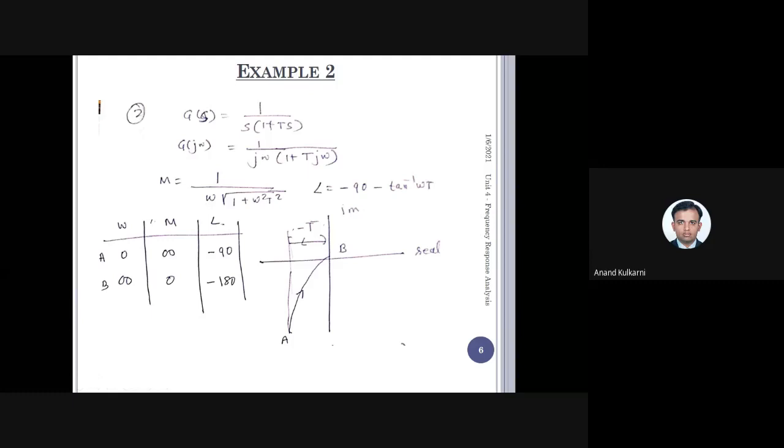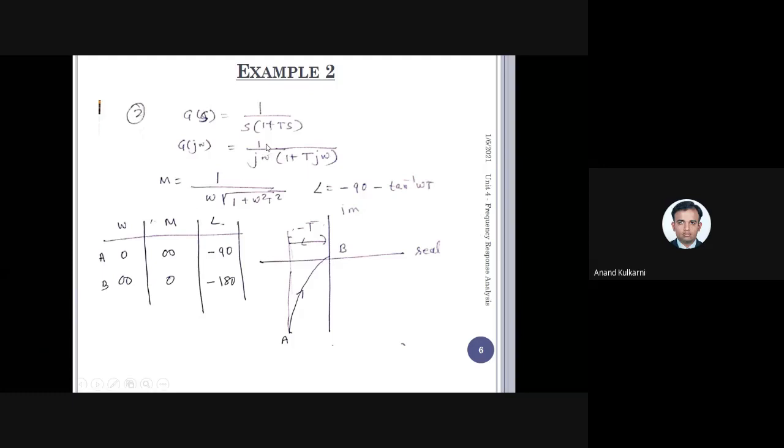So 0 plus omega is 0, omega square will be there, root of omega square is omega. So that is as it is. Whereas this we have already studied in the previous problem: real part square, that is 1 square plus t square omega square under root, 1 plus omega square t square under root. That I have written. Now the angle.